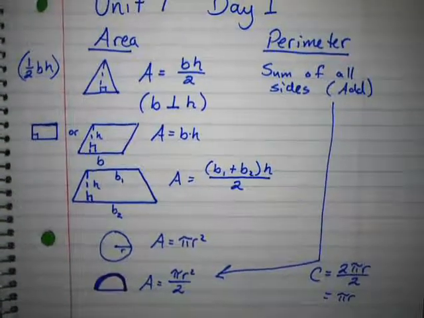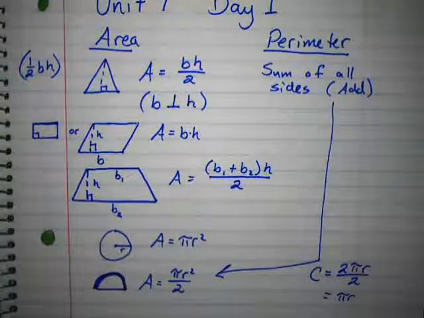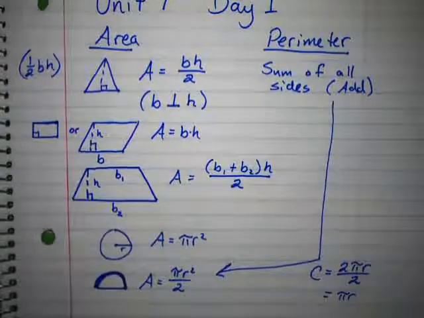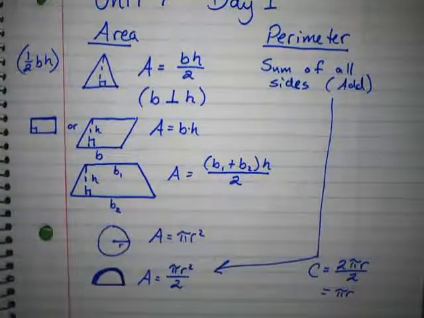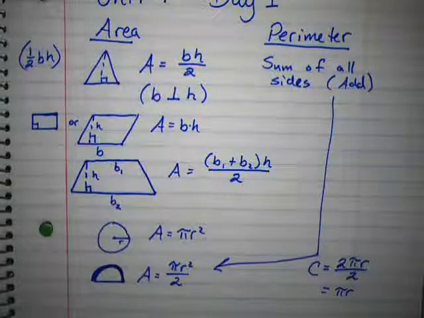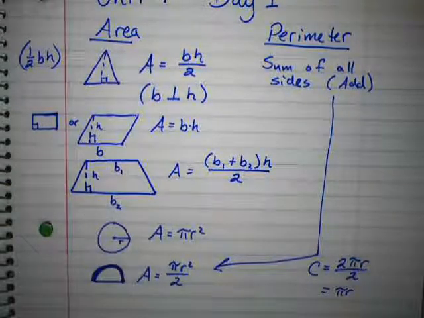So those are your formulas that are going to be useful today in our lesson. We are going to now take a look at working on some examples of composite figures. So I'm going to show you how to find the area and perimeter of a composite figure. So in order to do that, I'm going to have you draw this out.